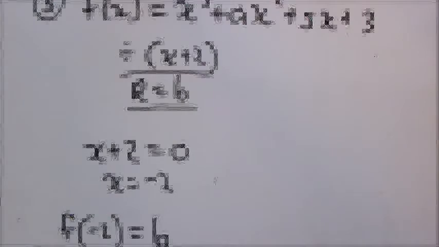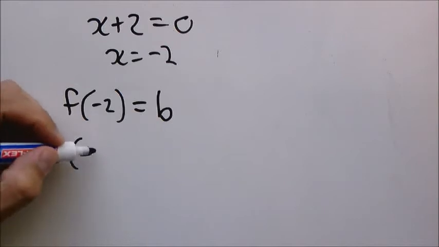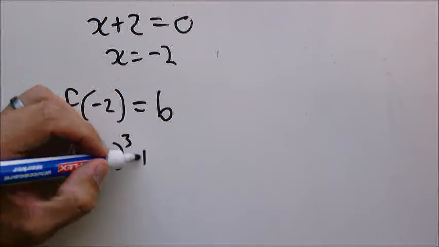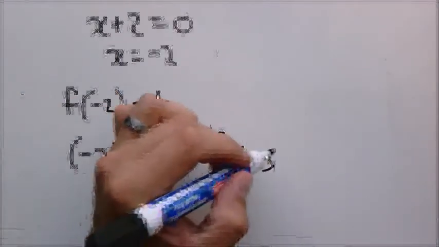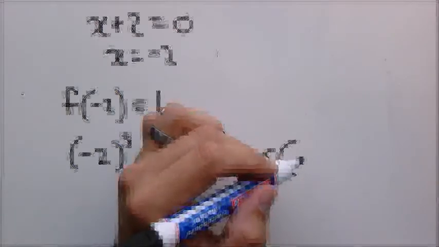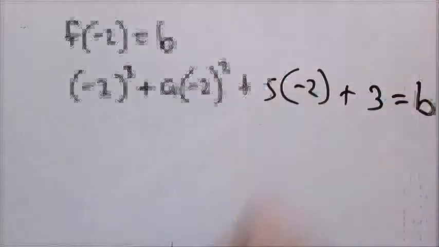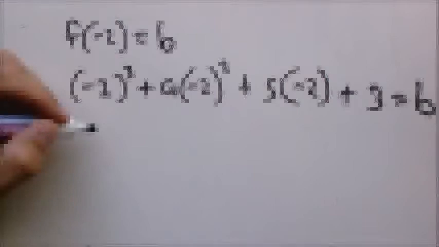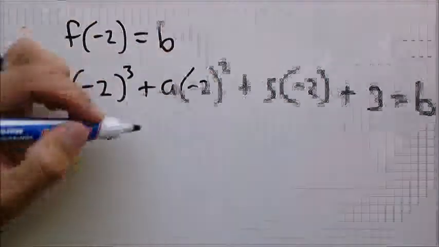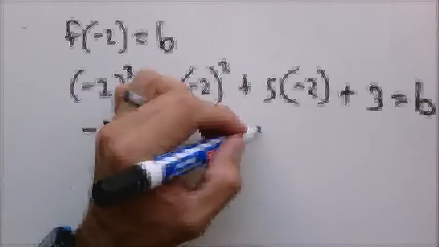So now we take our expression, which is x cubed, so it's negative 2 cubed, plus a times x squared, so it's negative 2 squared, plus 5 times x, and x is negative 2, plus 3. And this is equal to b. Okay, so negative 2 cubed is negative 8. That becomes negative 8 plus 4a minus 10 plus 3 equals b.